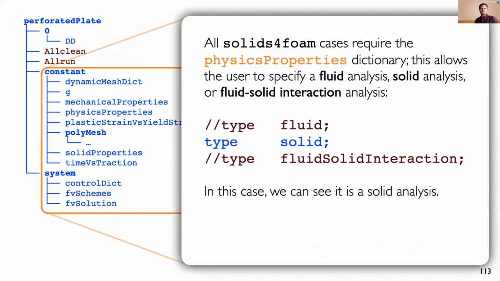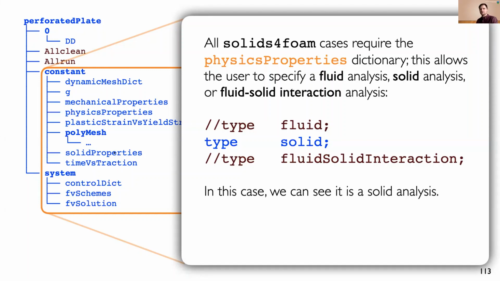The only differences between solids4foam and the normal OpenFOAM solvers are the addition of a couple extra files. One of those files is called physicsProperties. When solids4foam runs, it expects to find this physicsProperties dictionary. Inside it, we can specify whether it is a fluid analysis, a solid analysis, or a fluid-solid interaction analysis. In this case, it's a solid. If it's a solid analysis, it looks for solidProperties, and inside solidProperties, you specify the type of solid solver to use. Equivalently, if you set this to fluid, it'll look for fluidProperties instead of solidProperties.